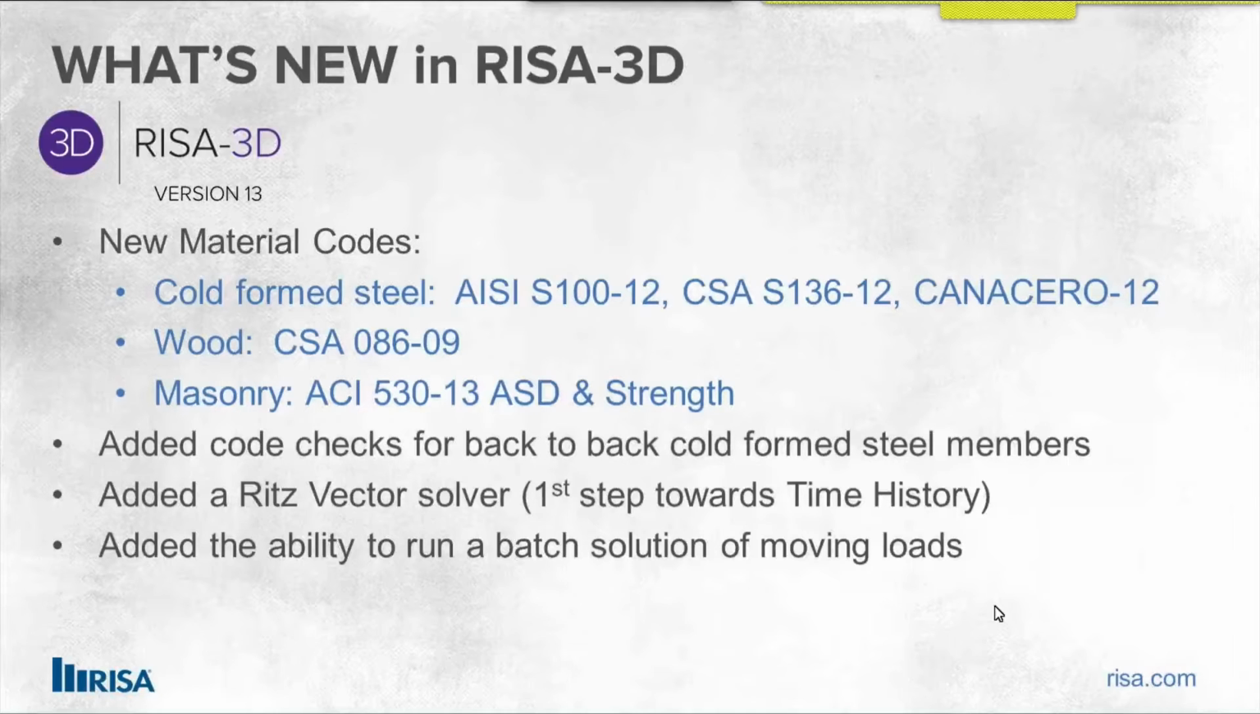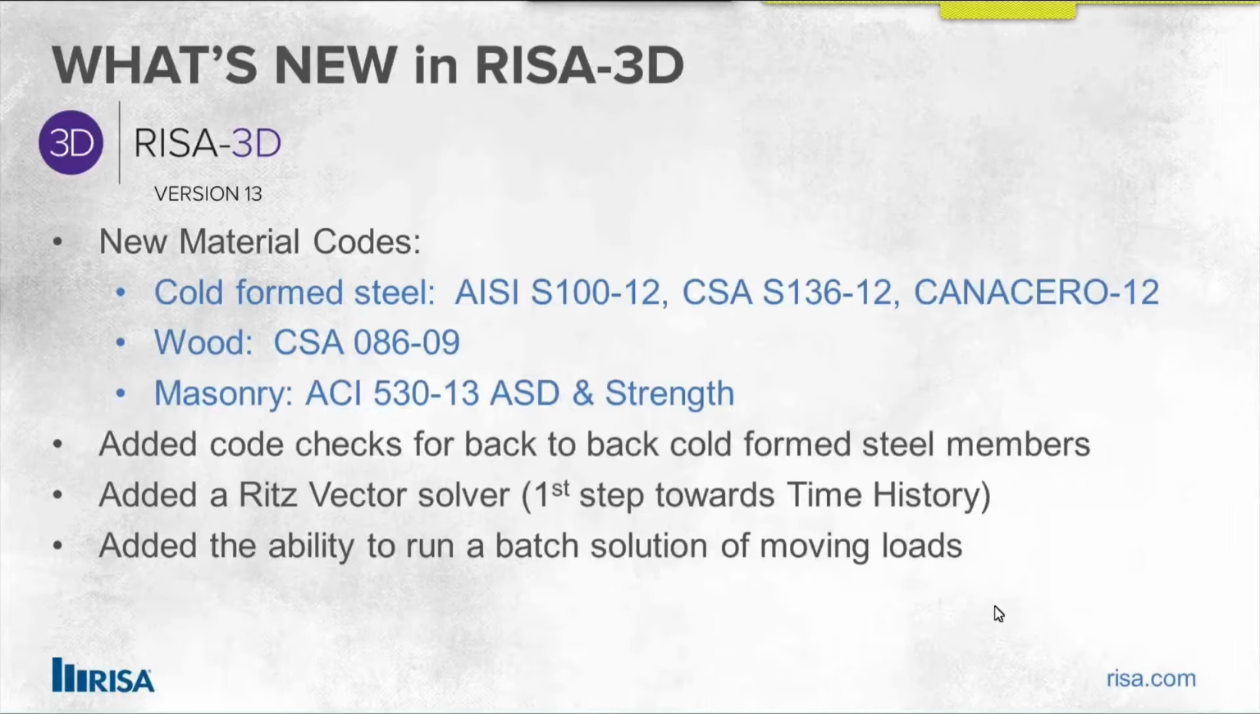And we're going to be working with cold form quite a bit today because we've got some exciting changes with that. We also added Canadian wood design for the CSA O86, the 2009 edition. We've had the US code for quite a few years now, and we're excited to be able to offer our Canadian customers this design code for wood as well. We also added the updated masonry code, the 2013 masonry code. These 3 codes are part of the 2015 IBC, so with our upcoming version 14 release, we will be completely IBC 2015 compatible.